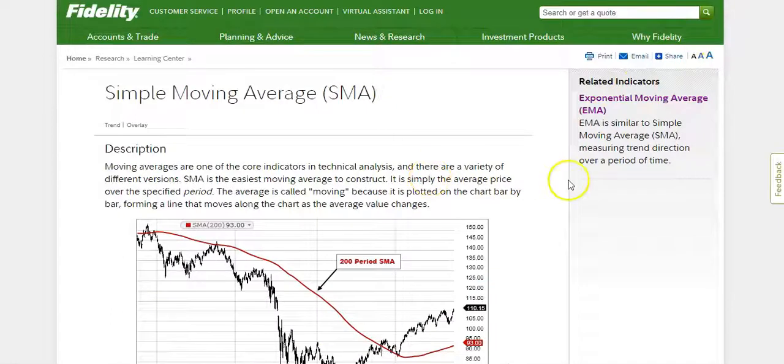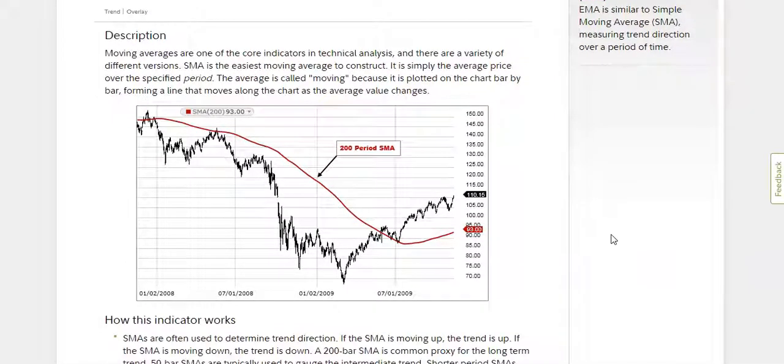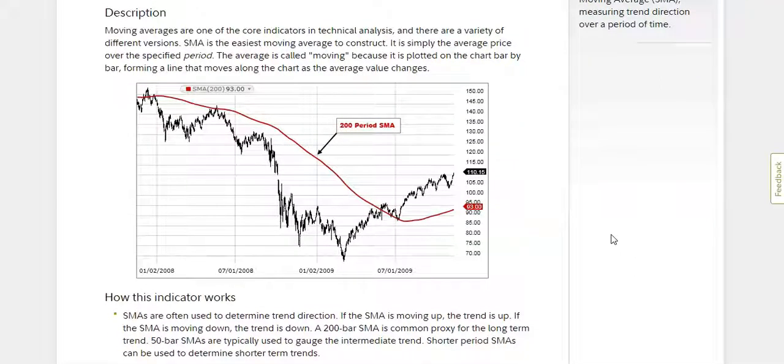So what is the SMA? The SMA is a simple moving average, and it's kind of in the word. It's a little bit simpler to read. Okay, it says moving averages are one of the core indicators in technical analysis, and there are a variety of different versions. SMA is the easiest moving average to construct. This is the red line on my chart that I always talk about.